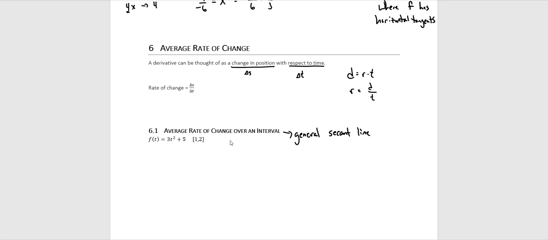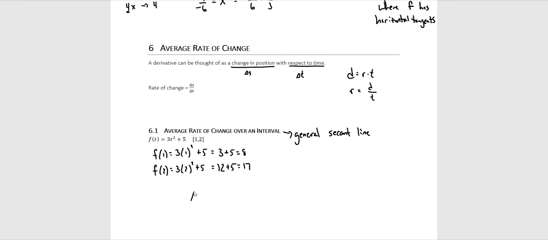Average rate of change is just 2 points at the endpoints. Let's find the slope in between them. So we'll find f of 1, which is 3 times 1 squared plus 5, which is 3 plus 5 or 8. We'll find f of 2. That's 3 times 2 squared plus 5. 2 squared is 4. 4 times 3 is 12. And 12 plus 5 is 17.